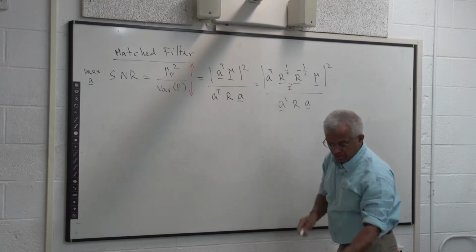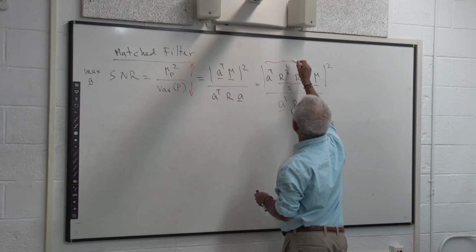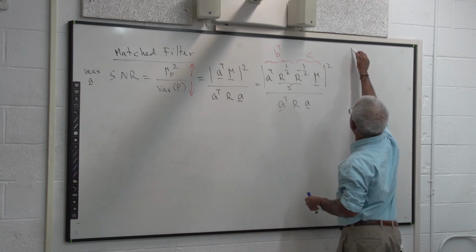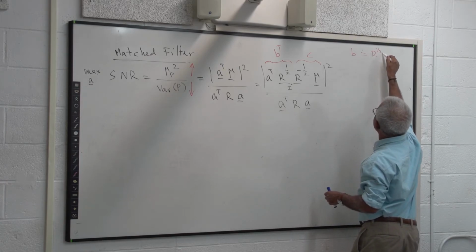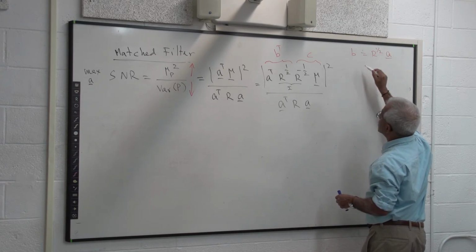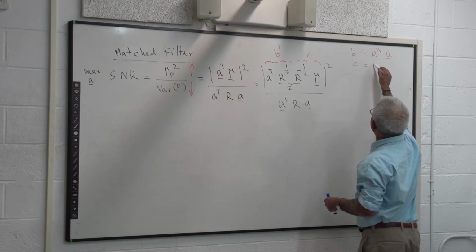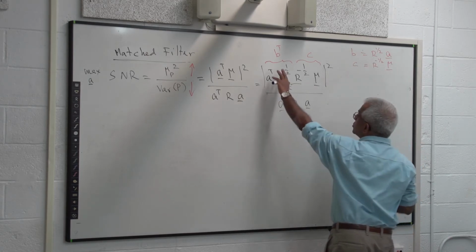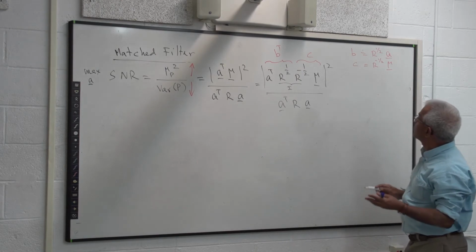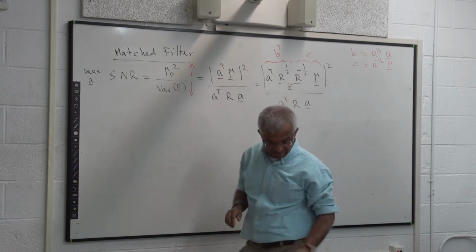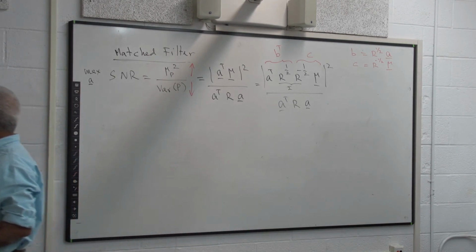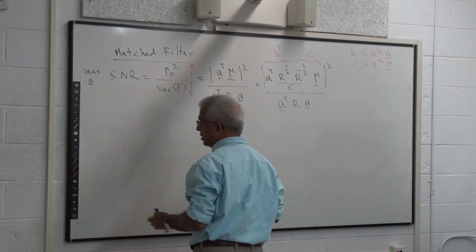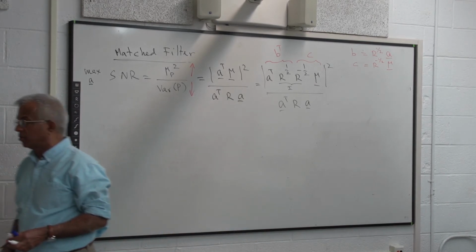Now let me call this quantity B transpose and this quantity C. So B is going to be R to the power half A, and C is R to the power minus half mu. Because B transpose is going to be A transpose R to the power half transpose, but R is already Hermitian, which means R is the same as R transpose. You can see that Rij is the same as Rji. If you flip i and j, you get the same thing.